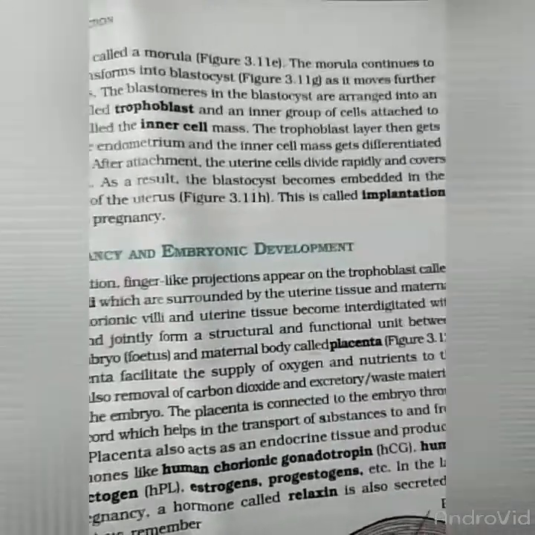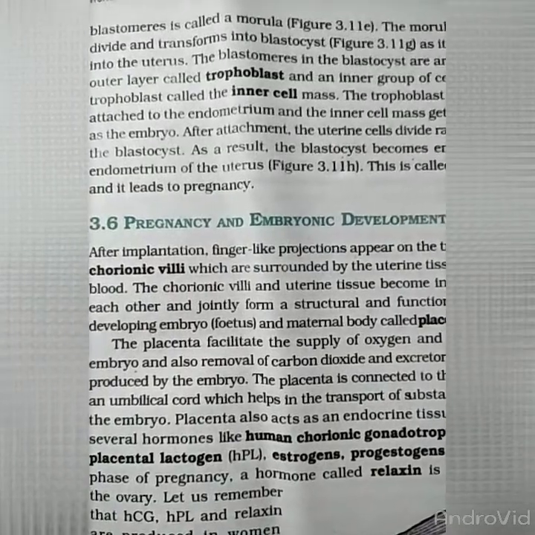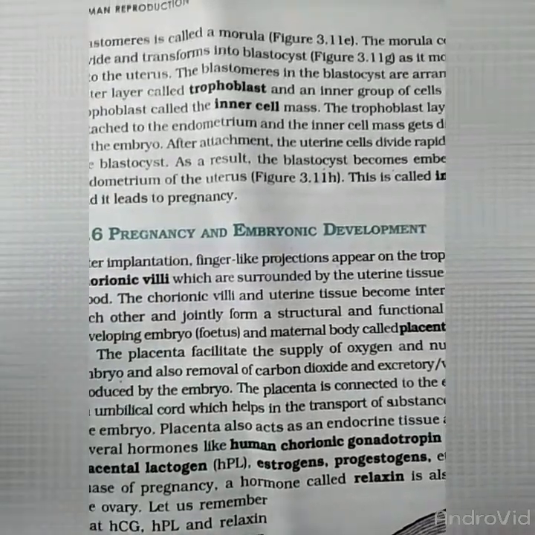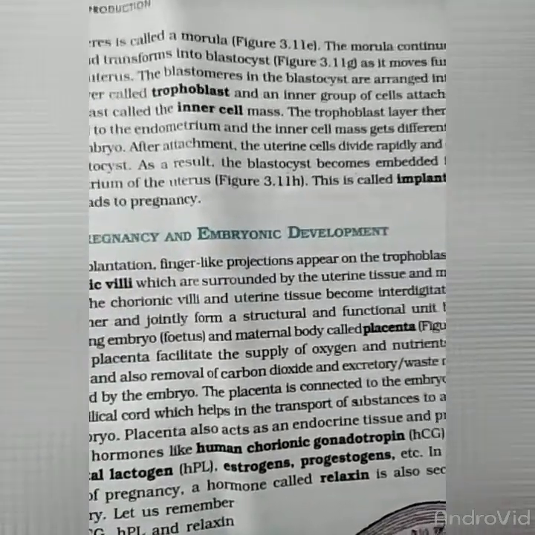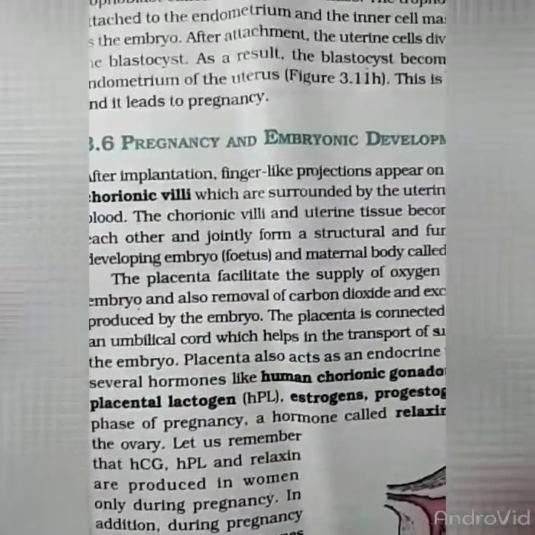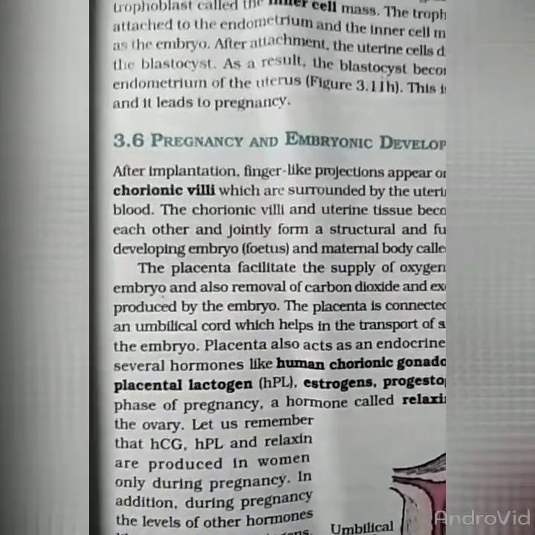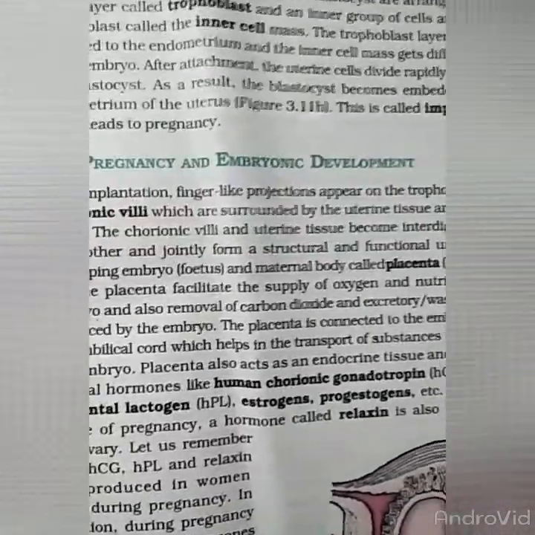And the inner group of the cells attached to the trophoblast is called the inner cell mass. Okay, the cells that remain inside, that is called the inner cell mass. Okay, so next, pregnancy and embryonic development. Pregnancy: after implantation, finger-like projections appear, that is called the placenta, right?